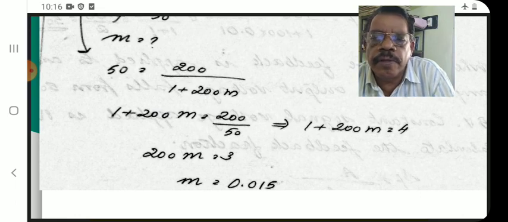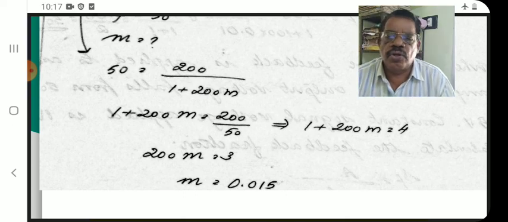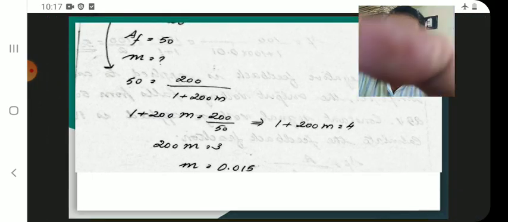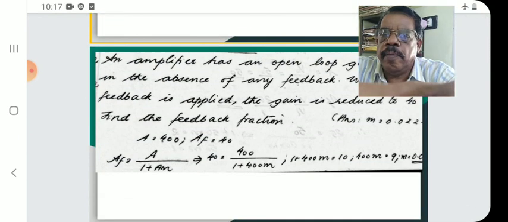That is, 1 plus 200 M is 4. 200 M is equal to 3. M is equal to 3 by 200, which is 0.015. That is the feedback ratio answer. Next problem.